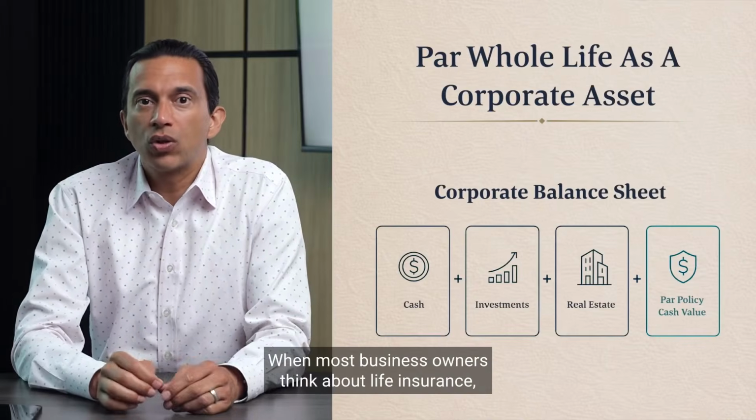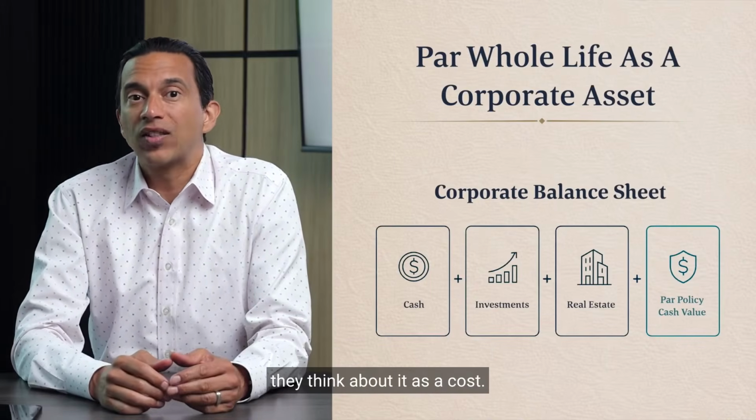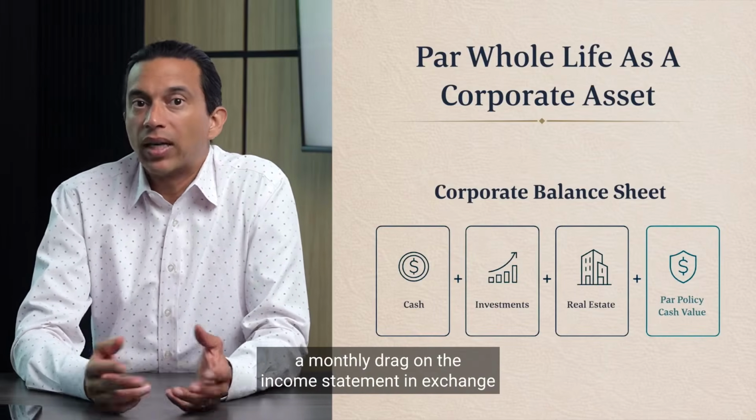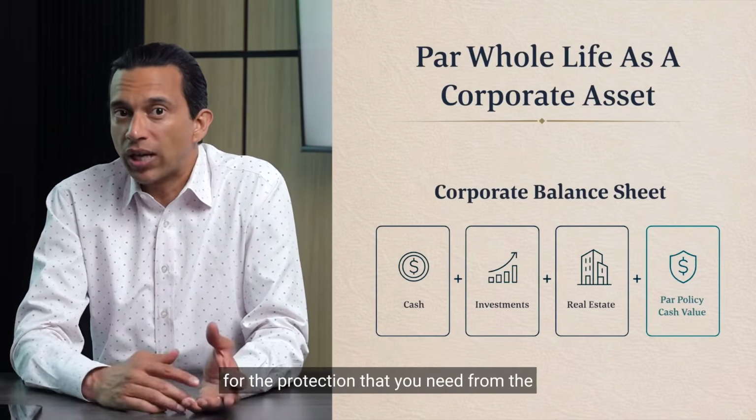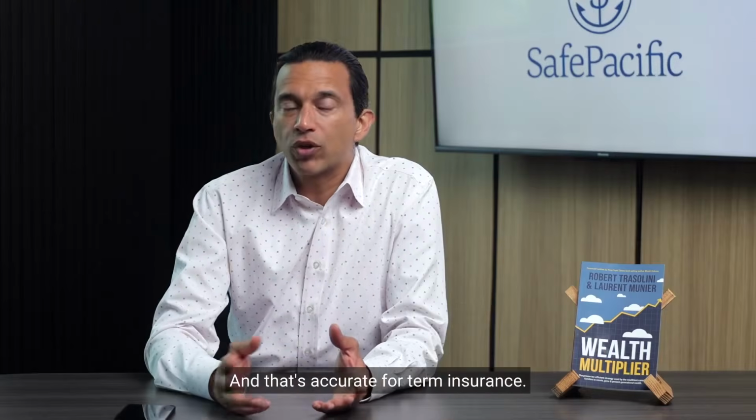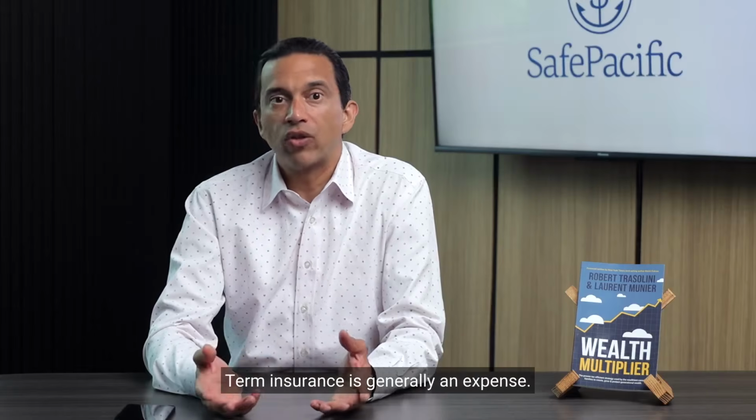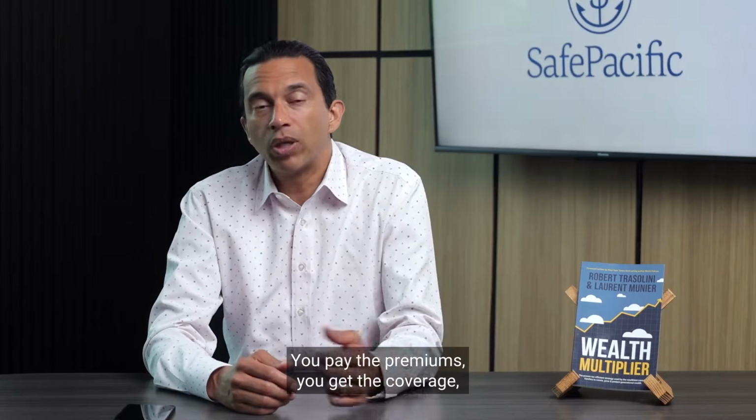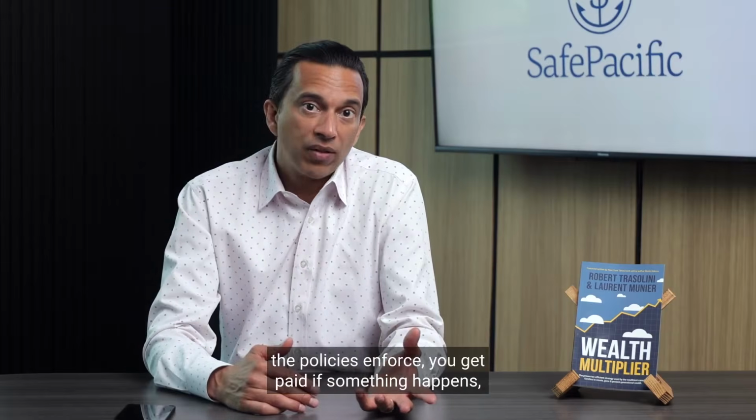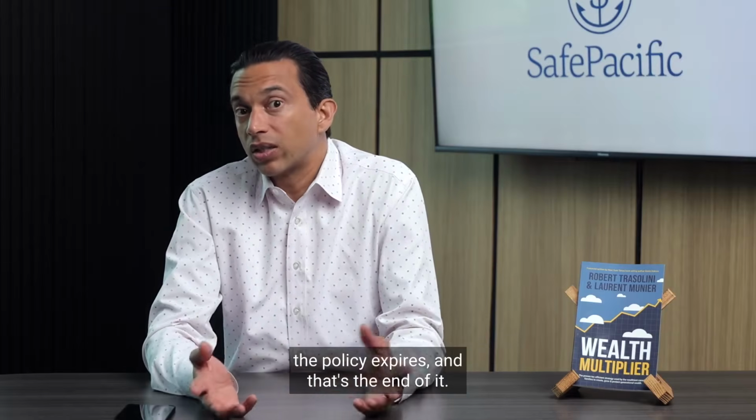When most business owners think about life insurance, they think about it as a cost. This is something that you pay for, a monthly drag on the income statement in exchange for the protection that you need from the insurance if something bad happens. And that's accurate for term insurance. Term insurance is generally an expense. You pay the premiums, you get the coverage, the policy is in force, you get paid if something happens, the policy expires, and that's the end of it.